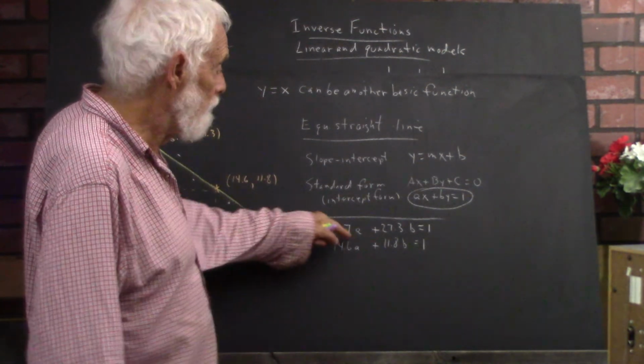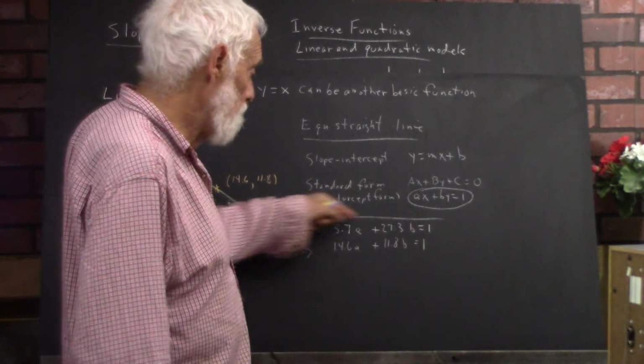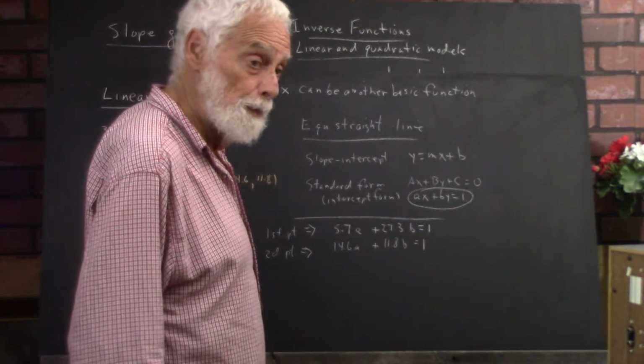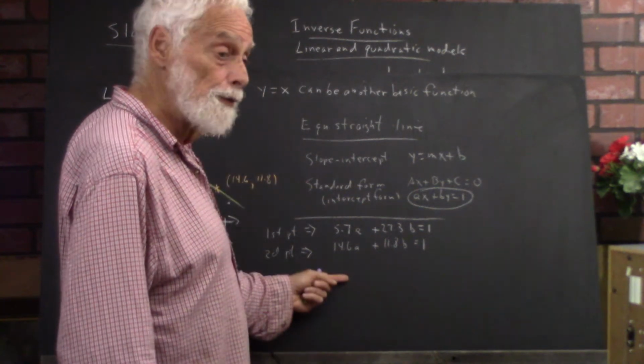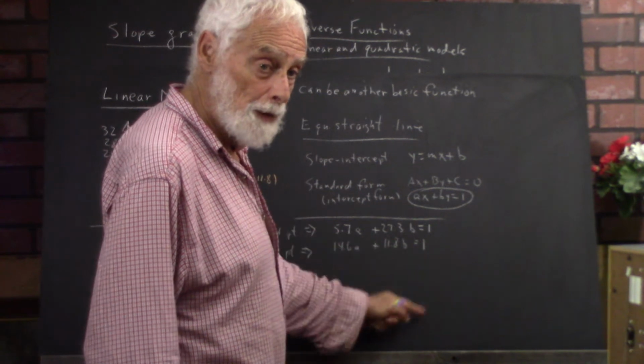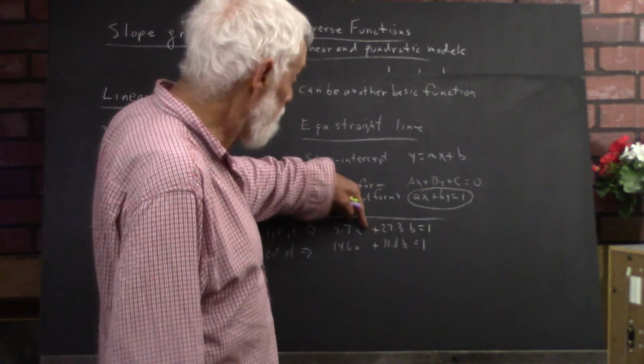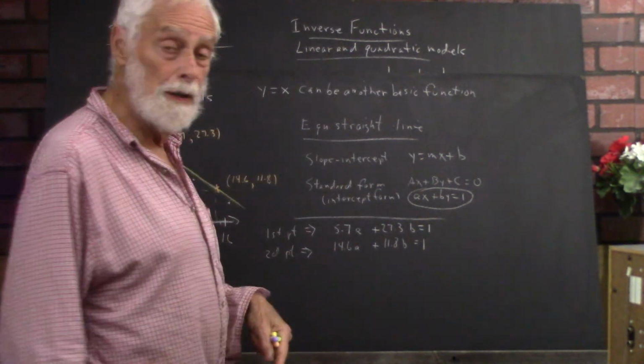So that if I continue multiplying the rest of the equation out, this one by 14.6 and this one by 5.7, when I add them, the A's go away, and then I just have some multiple of B equals some number. And it's real easy to solve for B. Then I can take that value of B, plug it back into either equation, and get my value for A.